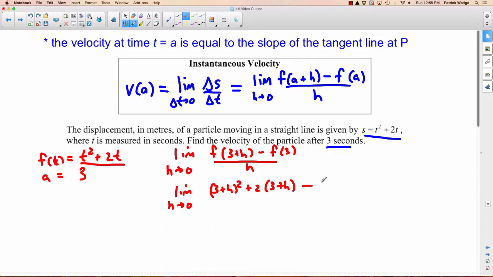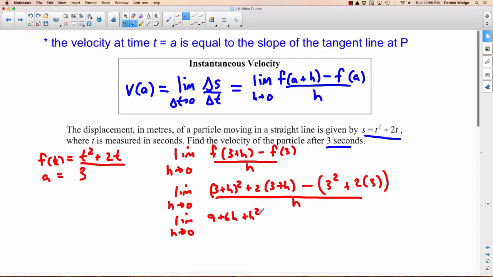Now we need to subtract. What are we going to subtract? We're going to put 3 in here, so you get 3 squared, plus put 3 in here, 2 times 3. All that divided by h. Lots of algebra to do here. Okay, (3 plus h) squared is 9 plus 6h plus h squared.